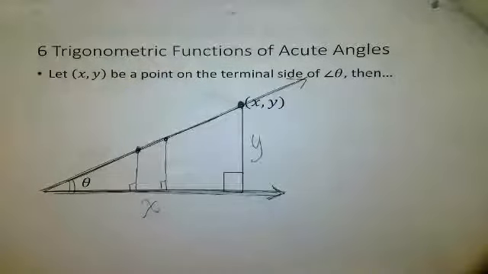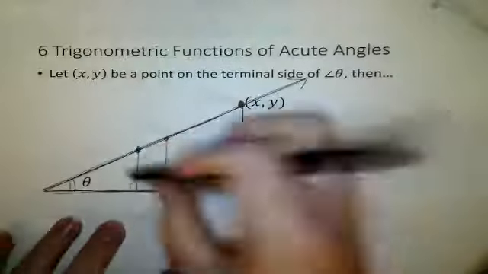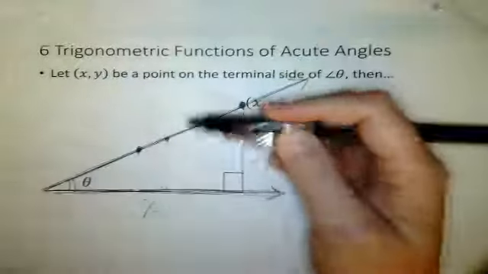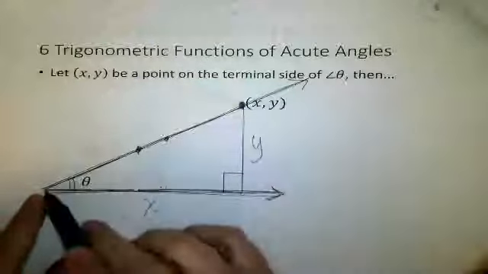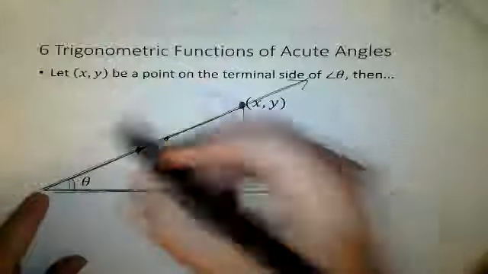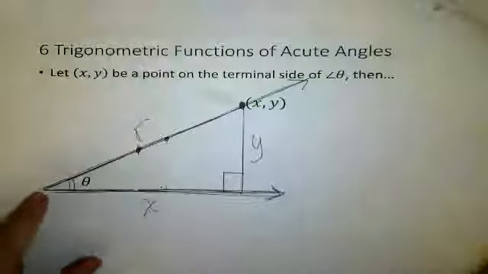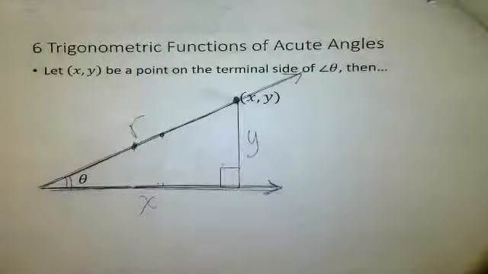It turns out it doesn't matter where that point is, because as we just said, those ratios are always going to be the same. Now we're going to give it some more information. This length from the origin to our point here, I'm going to call r. That stands for radius, because eventually we're putting this inside of a circle.